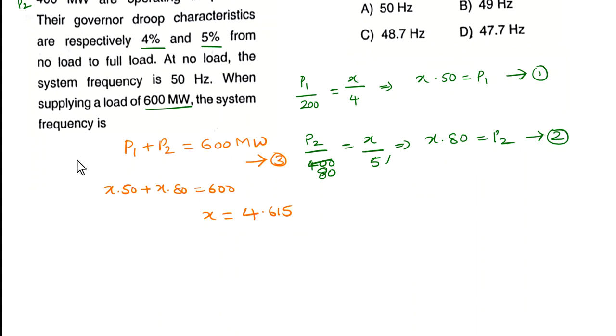Now, how much is the change in frequency? The actual frequency Fc is the supply frequency Fs minus Fs into x percentage. That implies 50 minus 50 into 4.615 divided by 100. Once you solve this, you will get the answer as 47.69.